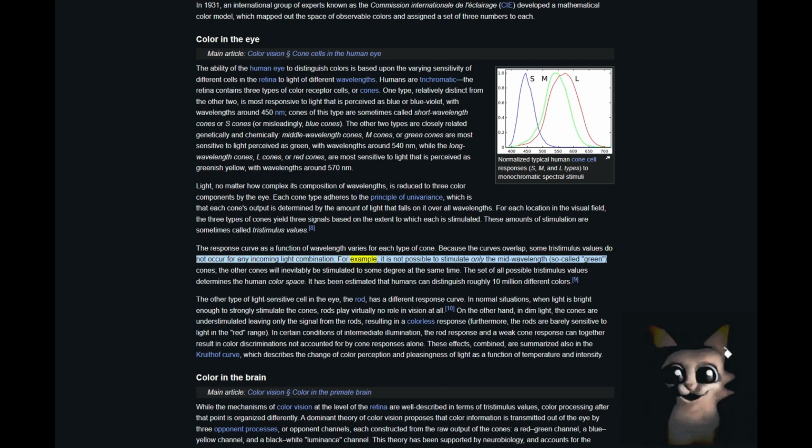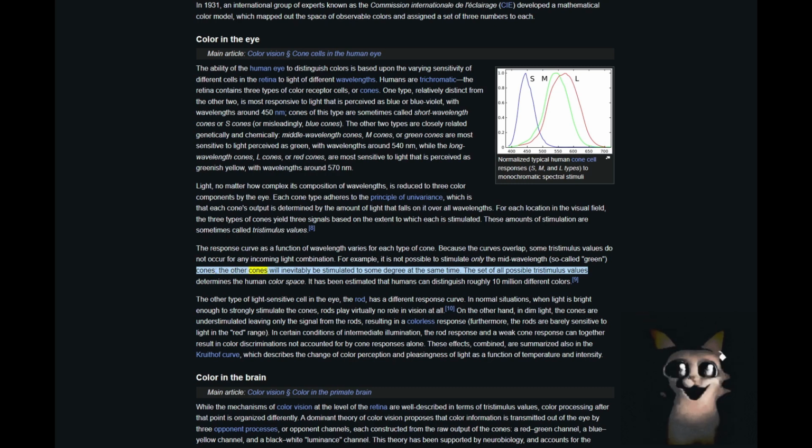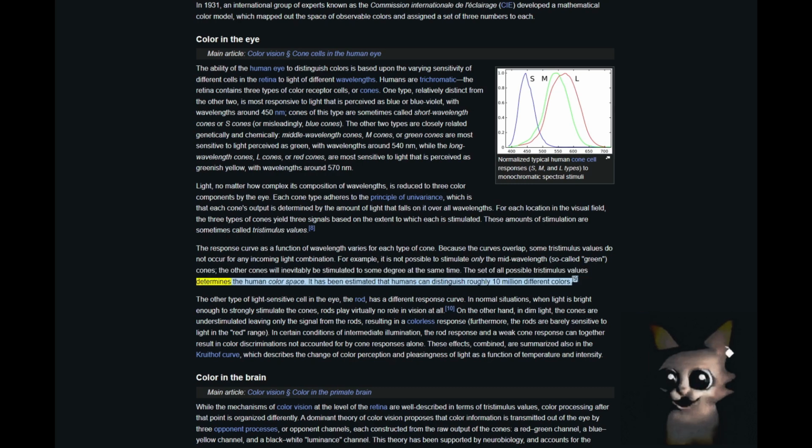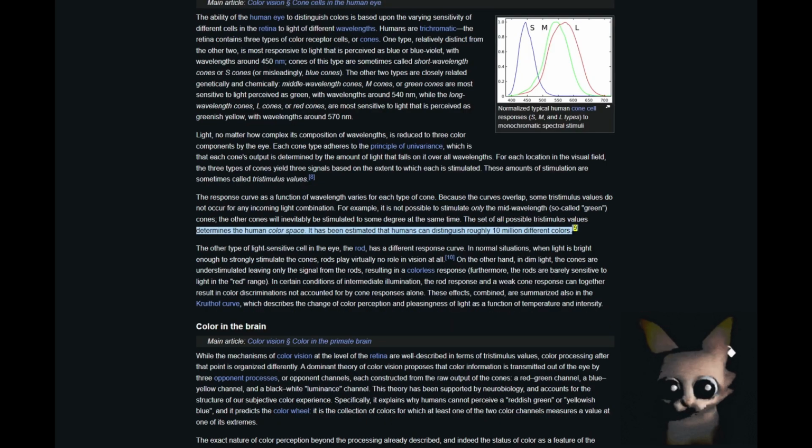For example, it is not possible to stimulate only the mid-wavelength, so-called green cones. The other cones will inevitably be stimulated to some degree at the same time. The set of all possible tristimulus values determines the human color space. It has been estimated that humans can distinguish roughly 10 million different colors.